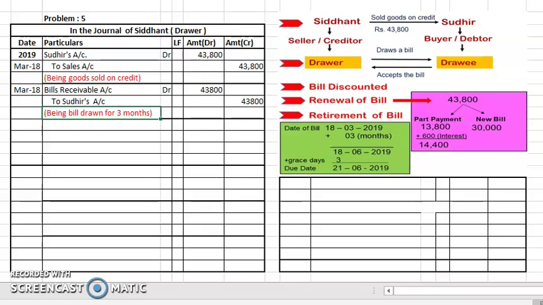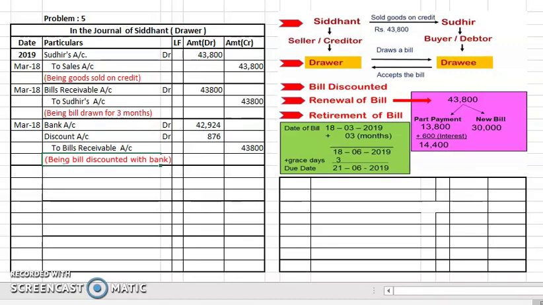Then on the same day, Siddhant has discounted this bill with the bank. So we'll pass entry for discounting of the bill, bank account debit, discount account debit to bills receivable account 43,800. Now here, Siddhant has discounted the bill with the bank at the rate of 8% per annum. So on 43,800, 8% for 3 months is 876. The narration being bill discounted with the bank.